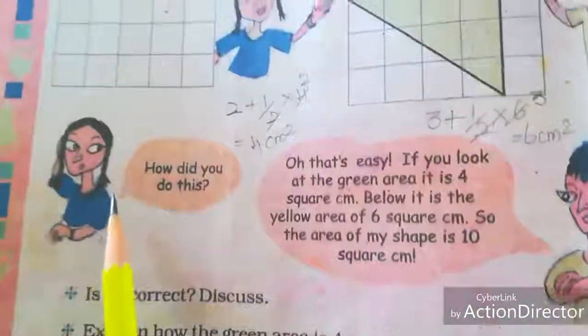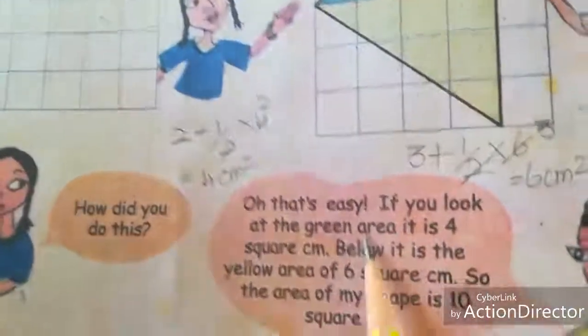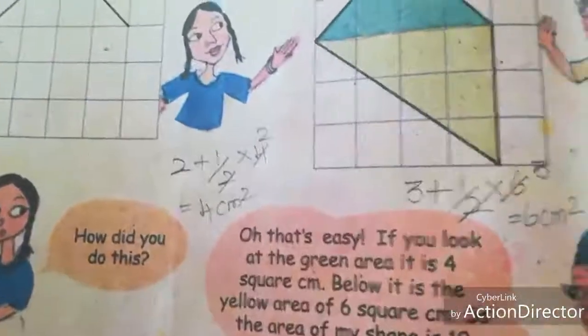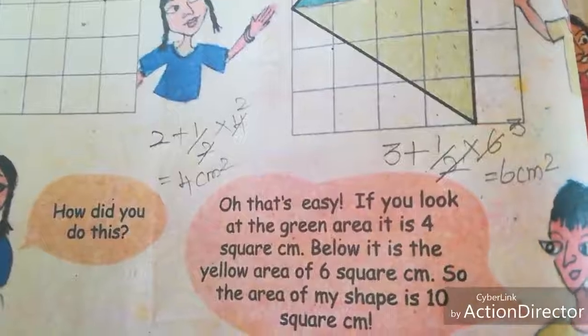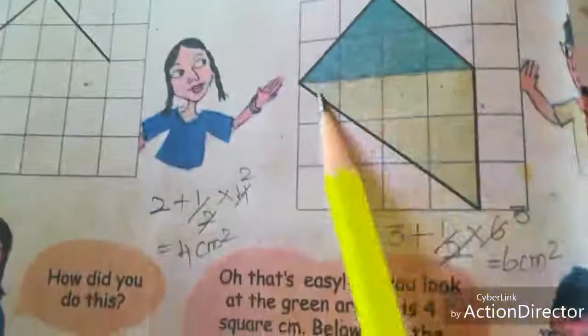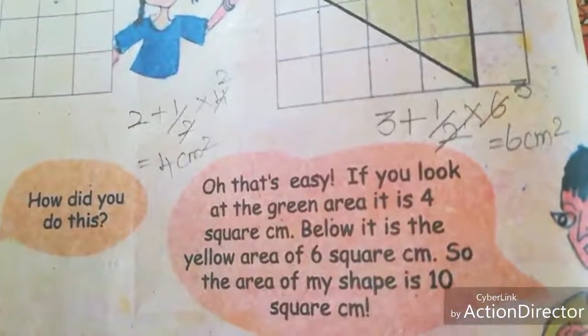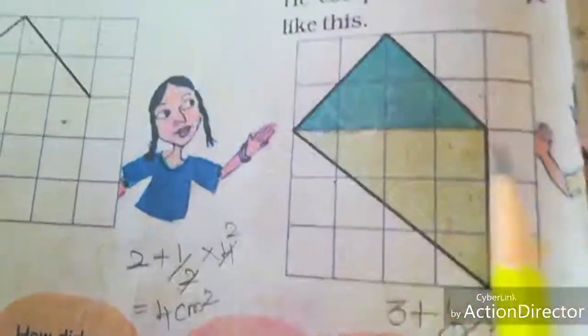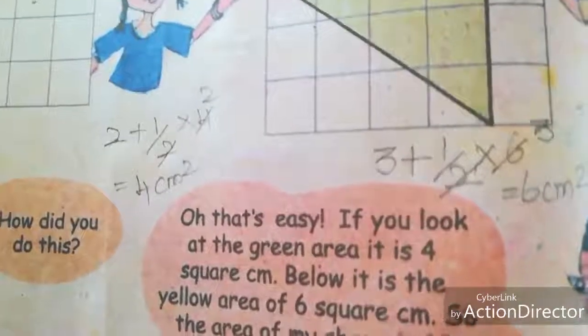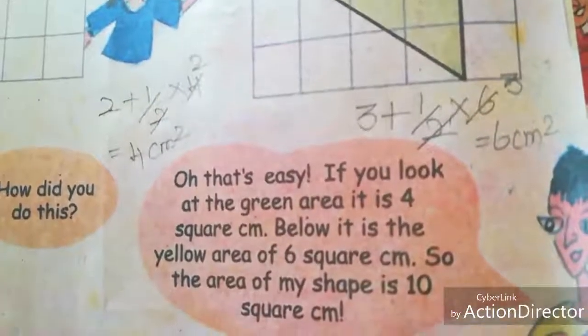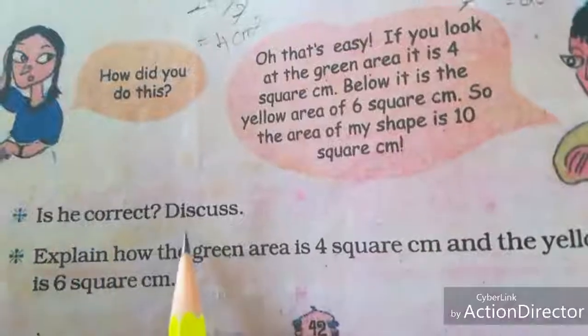Next, Shruchi asked, how did you do this? Oh, that is easy. If you look at the green area, it is 4 square centimeter. Below it is the yellow area of 6 square centimeter. Green area is already 4 square centimeter. The remaining part, how many do we need? 6 square centimeter. So the area of my shape is 10 square centimeter. Have you understood? Is he correct?